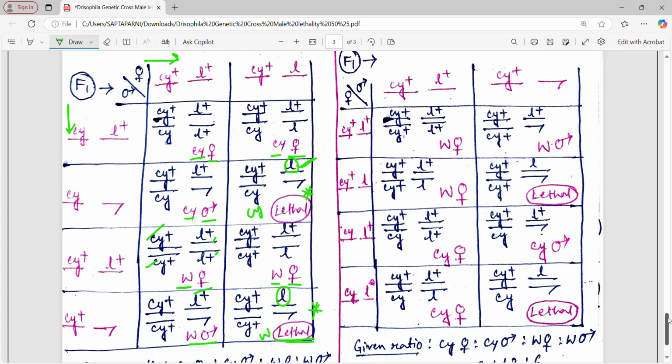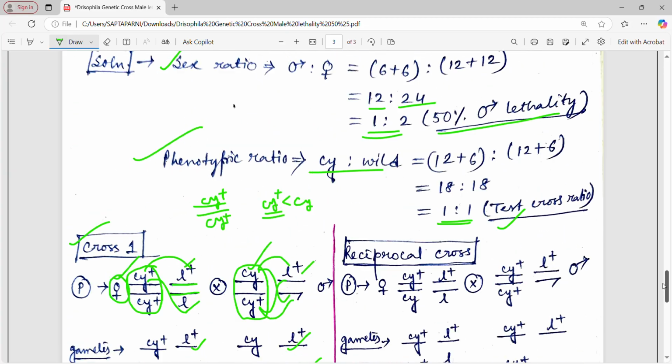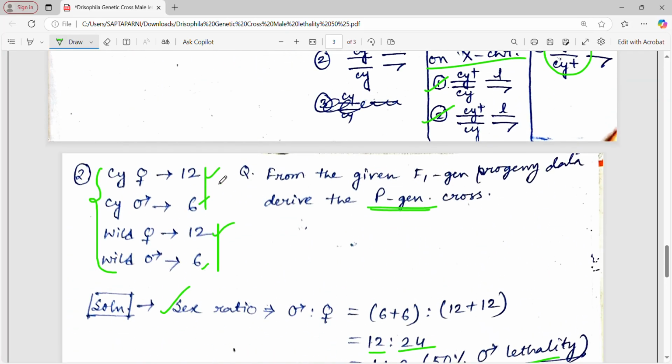So in the question, what was our given ratio? See here from the question first. The ratio was 12 is to 6 is to 12 is to 6, right?